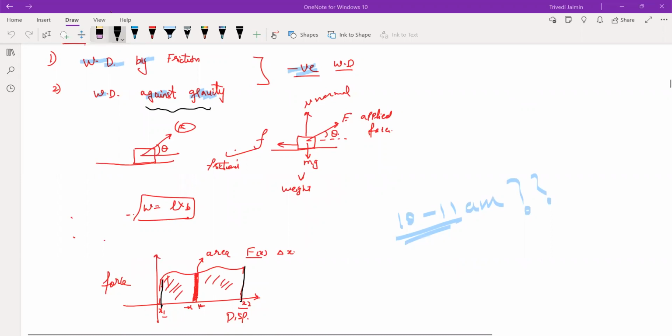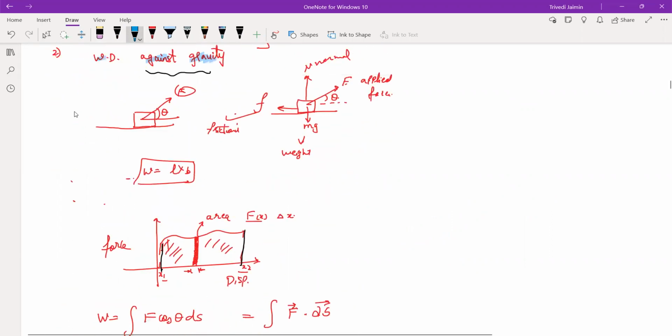So as we were discussing about this one. So work can be what? Positive, negative, and zero. That's what we saw Friday.